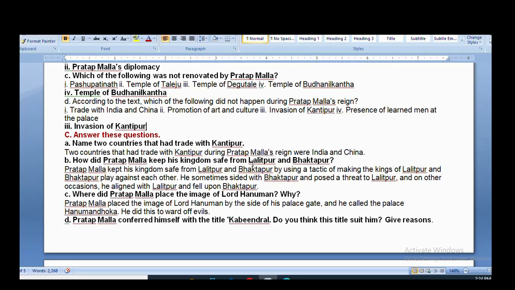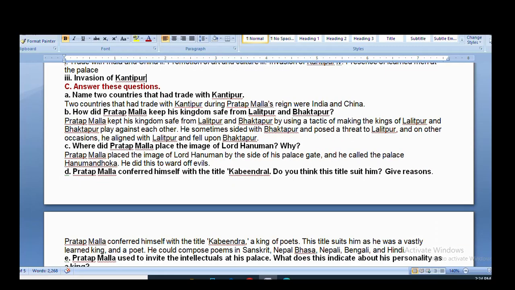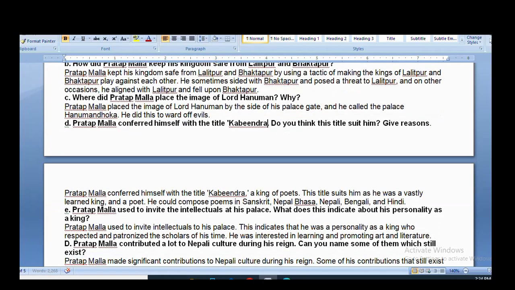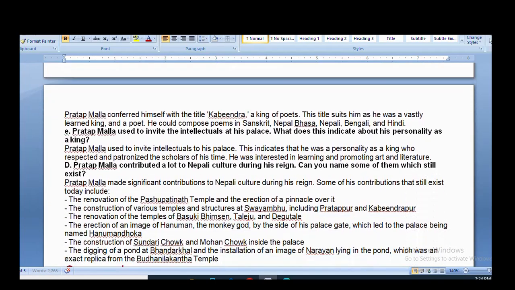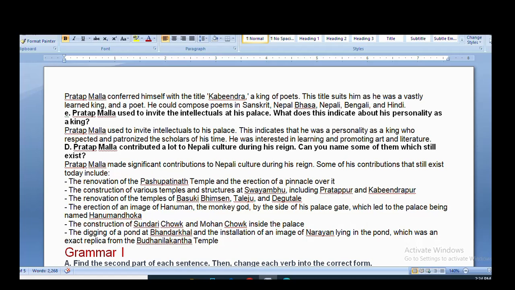Where did Pratap Malla place the image of Lord Hanuman? Why? Pratap Malla placed the image of Lord Hanuman by the side of his palace gate, and he called the palace Hanuman Dhoka. He did this to ward off evils, to protect from the evils. Number D. Pratap Malla conferred himself with the title Kavindra. Do you think this title suits him? Give reasons. Pratap Malla conferred himself with the title Kavindra, or King of Poets. This title suits him, as he was not just a king but also a poet. He could compose poems in Sanskrit, Nepal Bhasha, Nepali, Bengali, and Hindi.